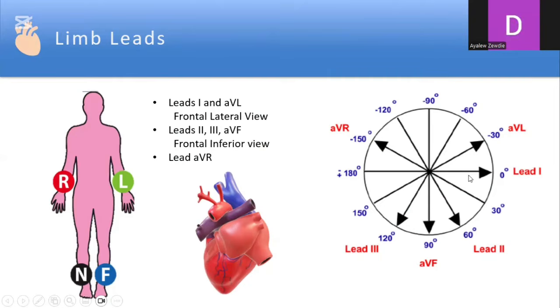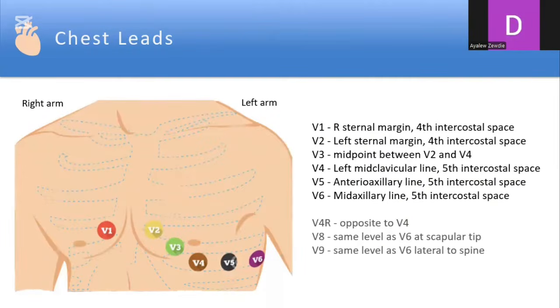So what is perpendicular to lead 1 is aVF. And what is perpendicular to lead 2 is aVL, and what is perpendicular to lead 3 is aVR. So these are the 6 limb leads. The rest are the chest leads, or the precordial leads, which contain V1 to V6.